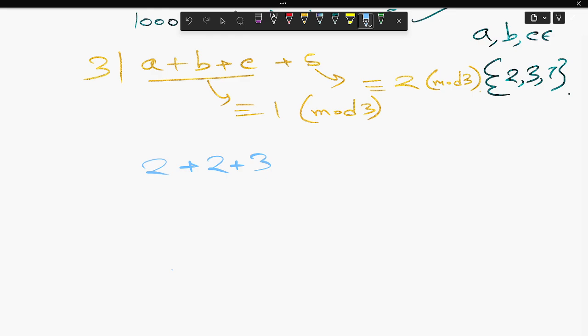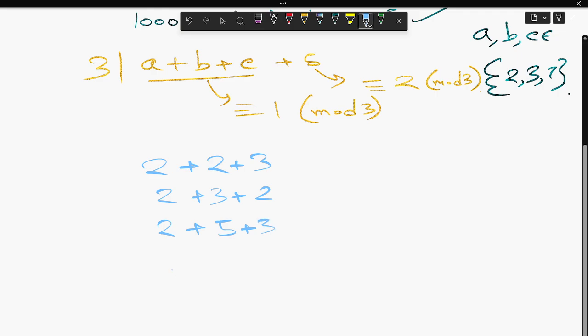As we can use repetition here, we can write this as such. If we take 5 here, then 2 plus 5 is equal to 7, so we can write 3 here. Then it will be 1 modulo 3, because this is equal to 8 plus 2, that is equal to 10. Okay, so we can write in this form.